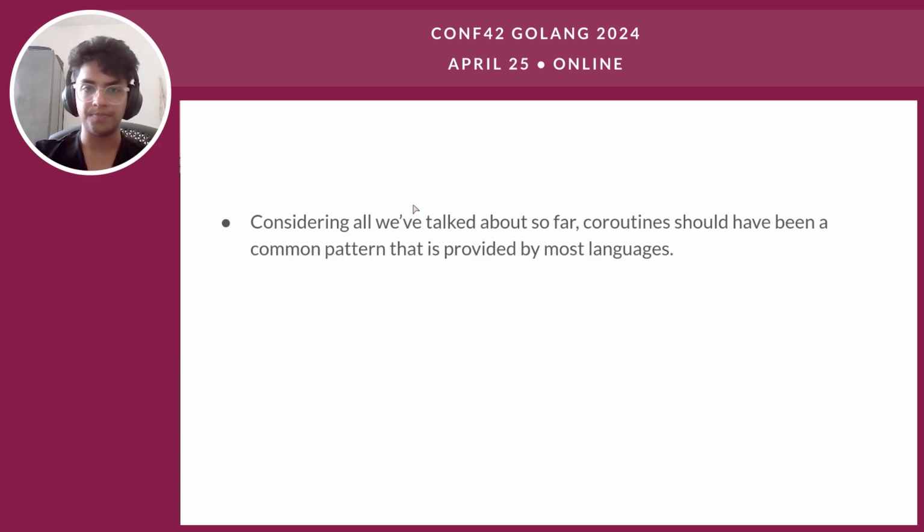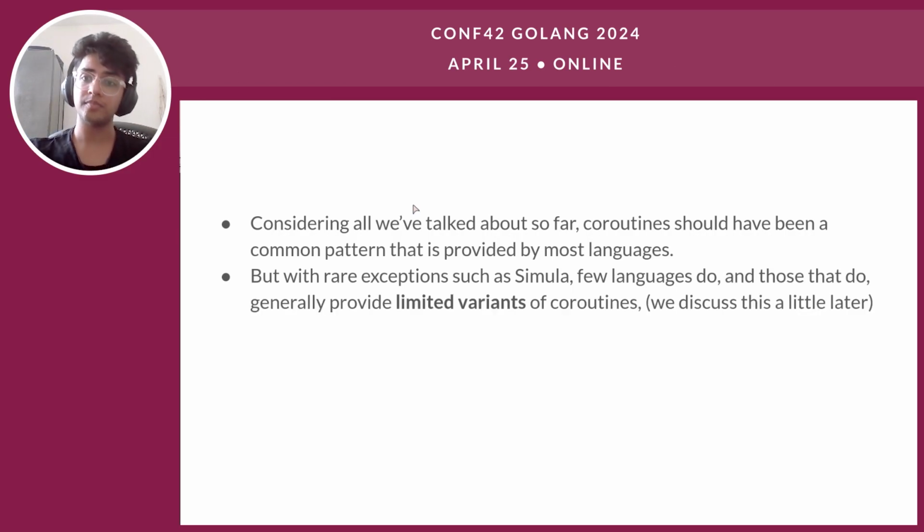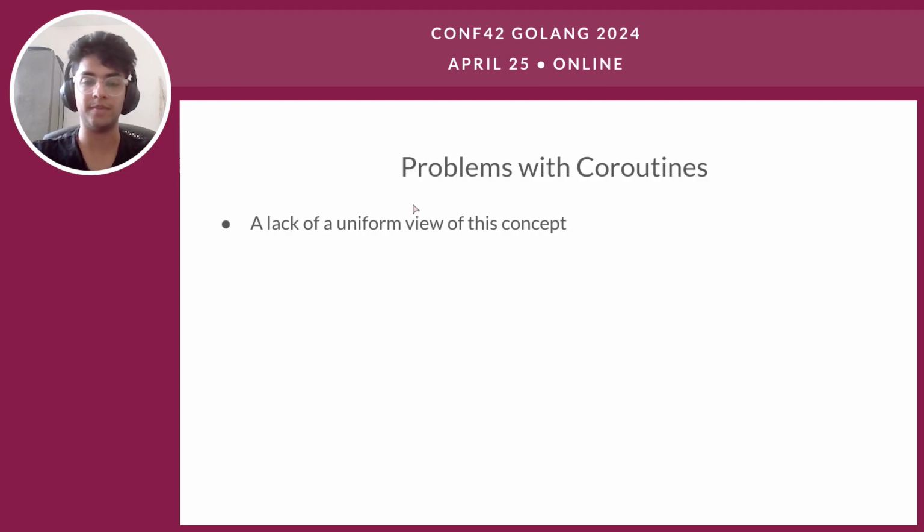Where are coroutines now? Considering all that we've talked about so far, coroutines should have been a common pattern that is provided by most languages, right? Seems pretty useful. But with a few rare exceptions like Simula, few languages do. And those that do, and I'm guessing some of you already have some ideas of other languages calling their processes coroutines, they are actually a limited variant of a coroutine, and we'll see what makes them limited and why this could actually affect the expressive power of a coroutine.